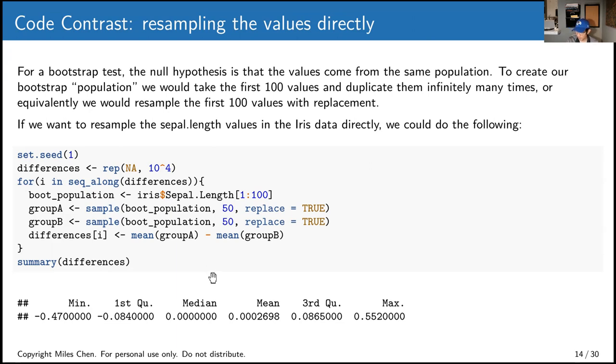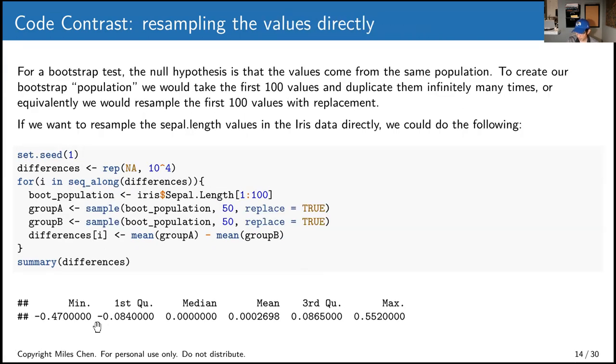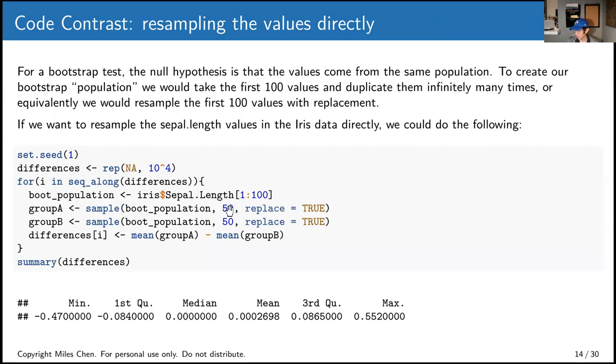It turns out that, the way sample works, the results are going to be exactly the same. The differences that I created back here and the differences I created here are all equal to each other. This process produces the exact same results, where here I have just one sampling operation. I'm going to resample the values 1 through 100, 100 times. And when you do that, you get the exact same results as calling sample with 50 values 2 times here.